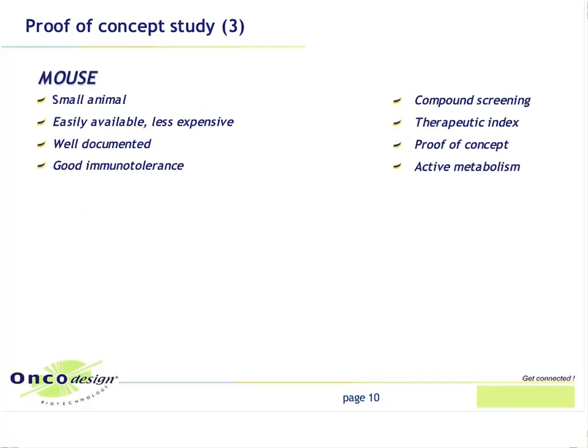For comparison, mouse is quite well known. It's a very small animal, easily available, not too expensive, well documented since most proof of concept studies in vivo are done in mice. With a good immunotolerance, it's used for compound screening, therapeutic index definition, proof of concept, but we know that mice have a very, very active metabolism, inversely proportional to the size of the animal.